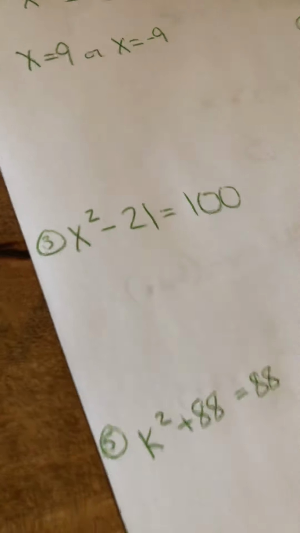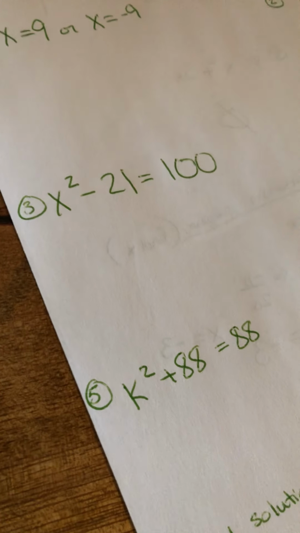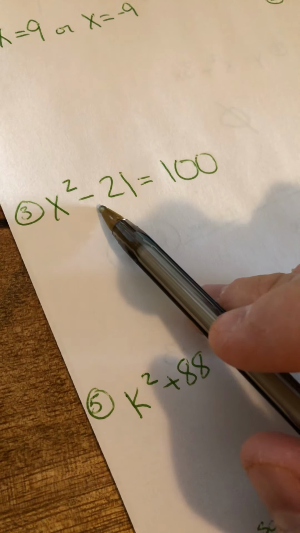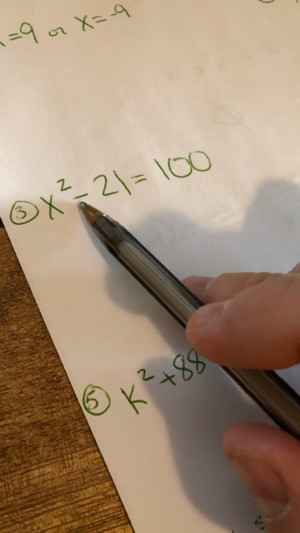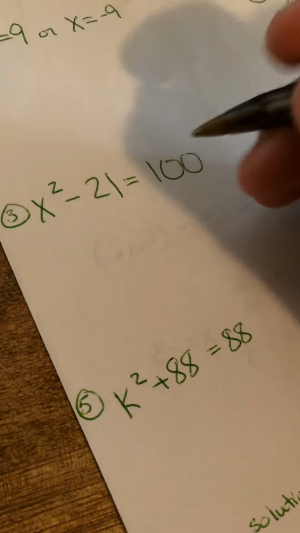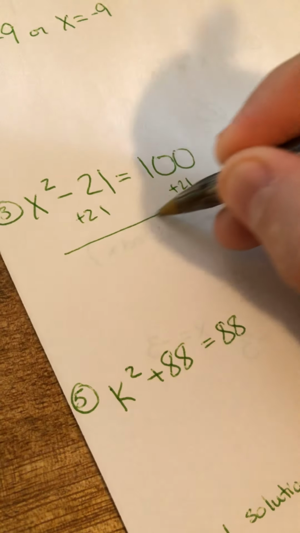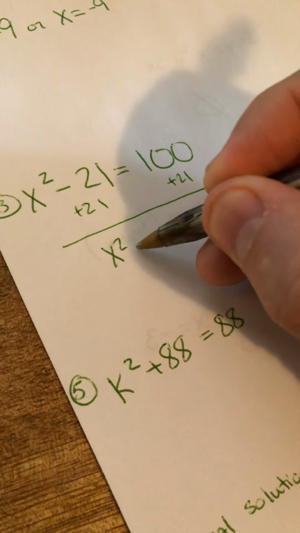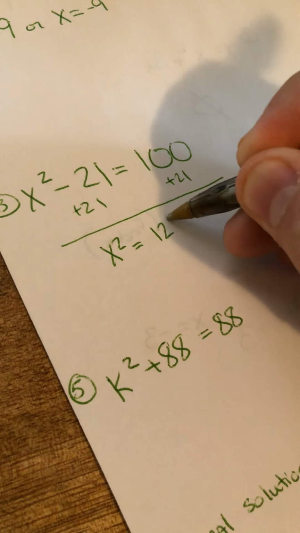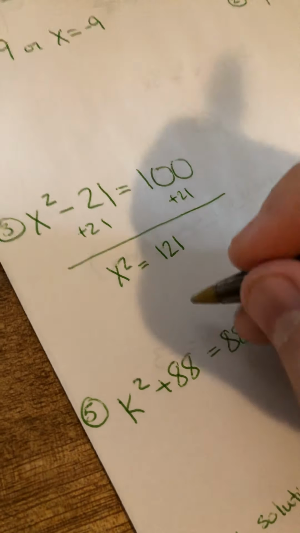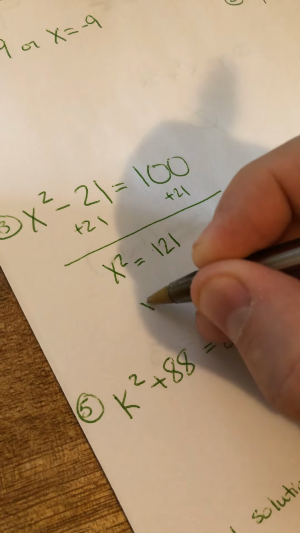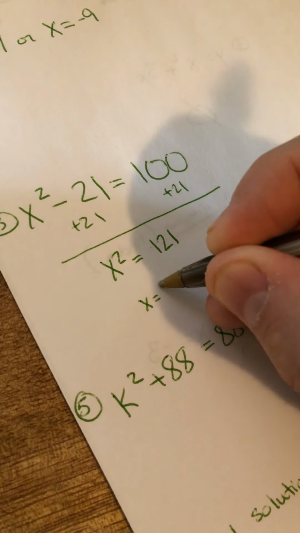Now, you're going to be given some equations. Here's just an example of one of them, what it could be. So we're going to be moving the 21 to this side, so we're going to add 21 to get the x by itself. We got x squared equals 121. Then we square root 121, and we get x is 11.